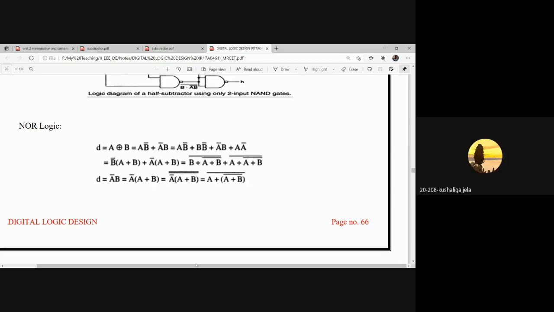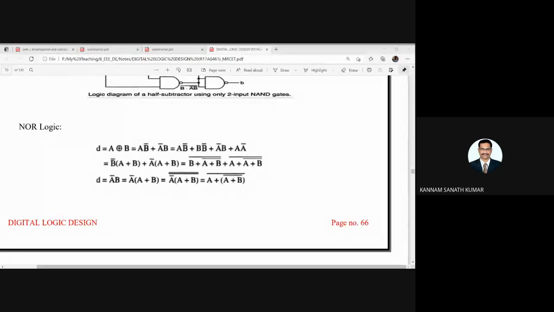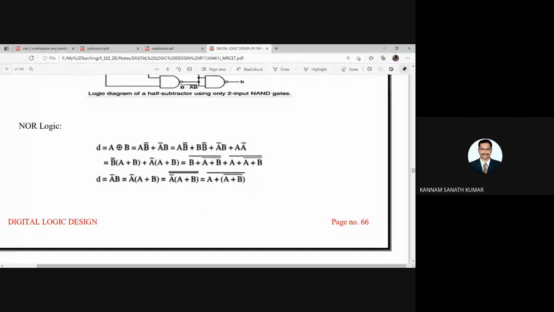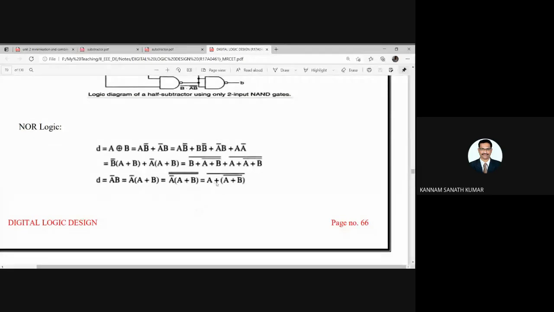Sir, it's borrow, which one? Borrow is A bar B. Yeah, some mistake is there. Sorry, this is borrow, this is for borrow. Anyway, the difference is there. Some printing mistake is there. So you can write like this: A plus B whole bar, and whole bar.